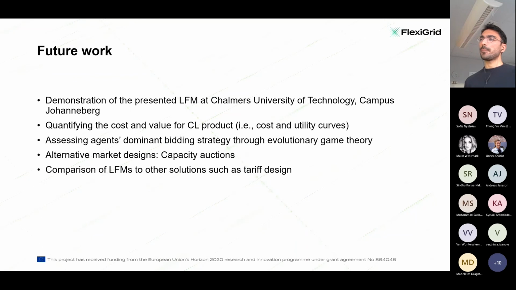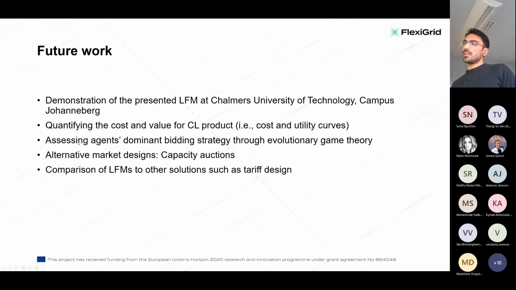And then future work, we're going to demonstrate this market that I presented briefly here at Chalmers campus, Johanneberg, next year, 2022. And then we are also planning to quantify the cost and value for capacity limit products. At the moment we talked mainly about what the market looks like, but what are the actual costs for providing this flexibility, and what is the actual value of purchasing this flexibility? Can we quantify that somehow, if we can develop some frameworks for that?